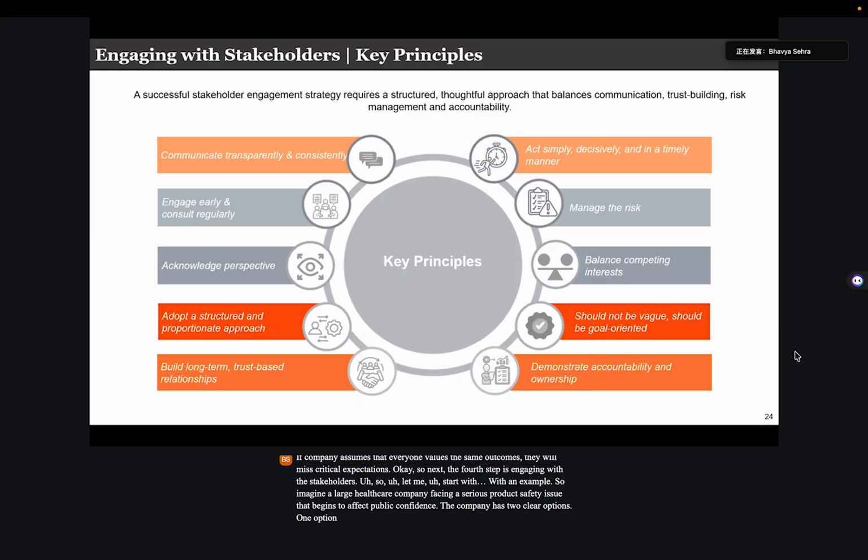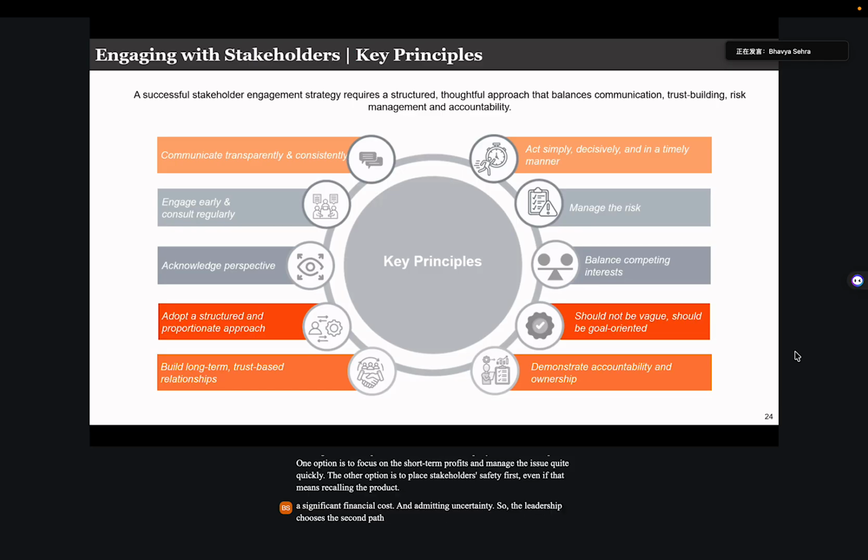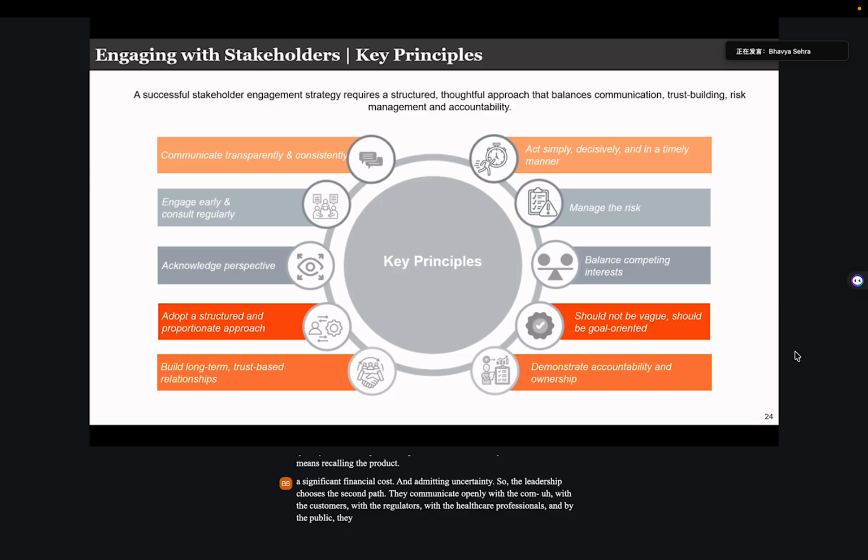One option is to focus on the short-term profits and manage the issue quietly. The other option is to place stakeholders' safety first, even if that means recalling the product at a significant financial cost and admitting uncertainty. So the leadership chooses the second path. They communicate openly with the customers, with the regulators, with the healthcare professionals, and the wider public. They act early before the pressure builds.